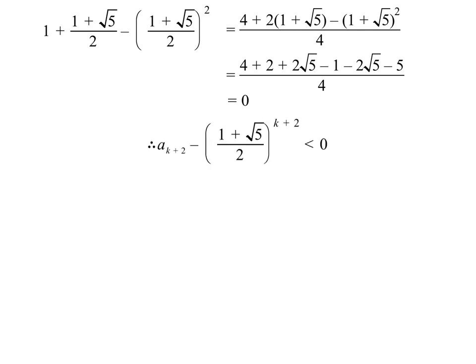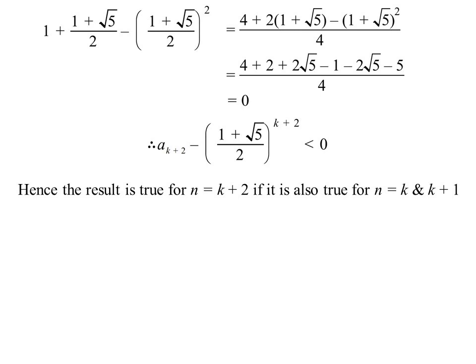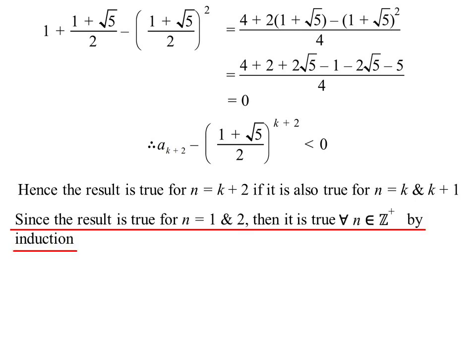Well, therefore, I now know that my expression that I started with there is less than 0, and that's what I wanted to prove. So hence it's true for k plus 2, but if it's true for k and k plus 1, well, since it's true for 1 and 2, then it's true for all integers by induction.